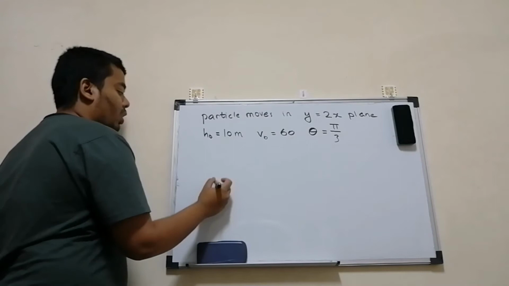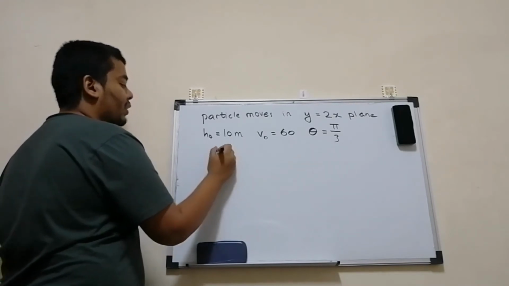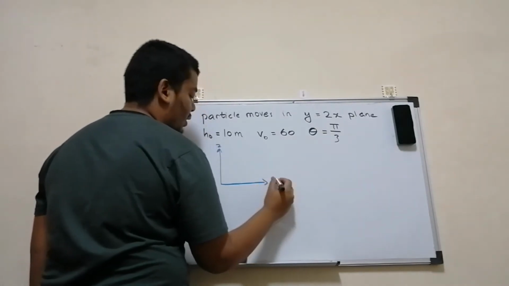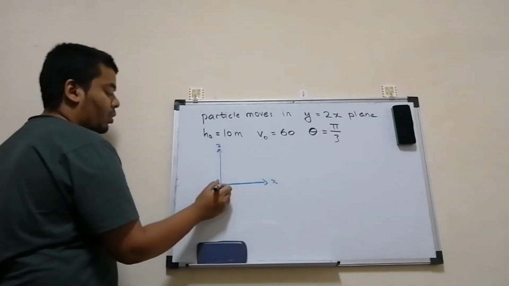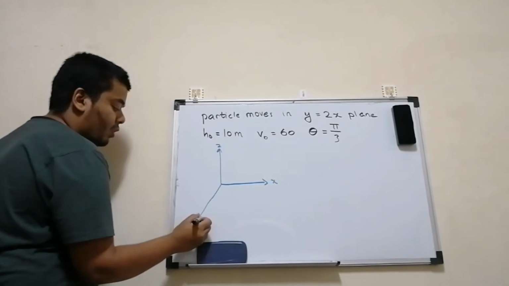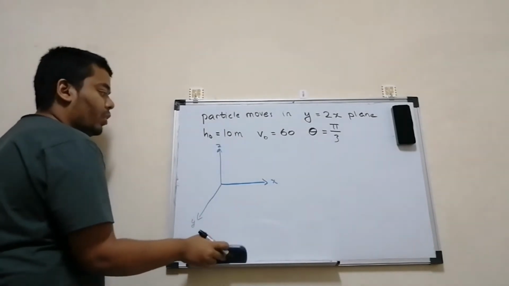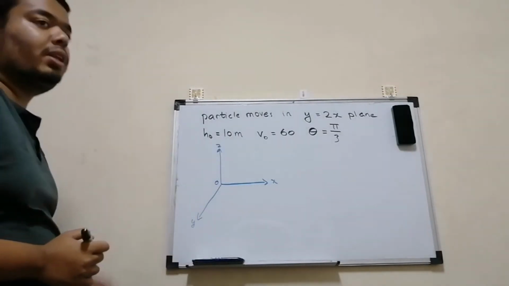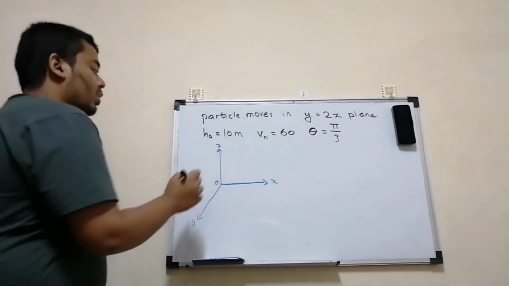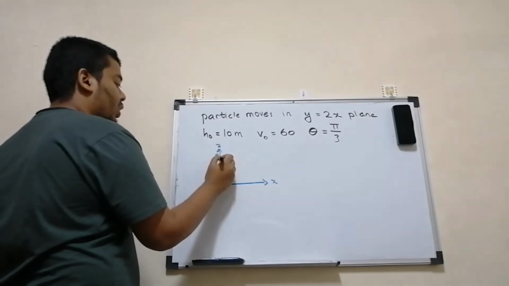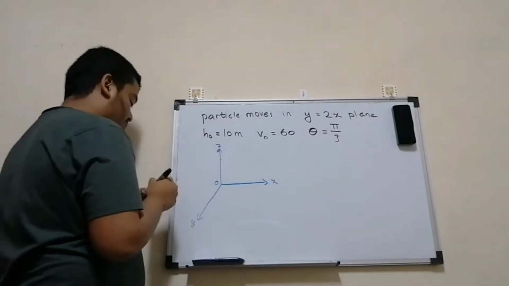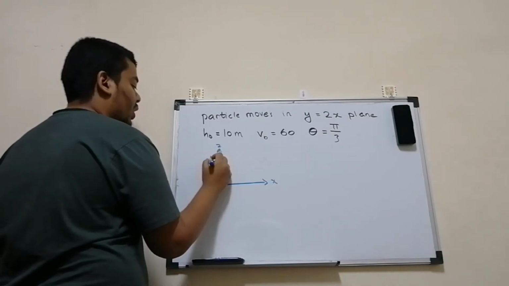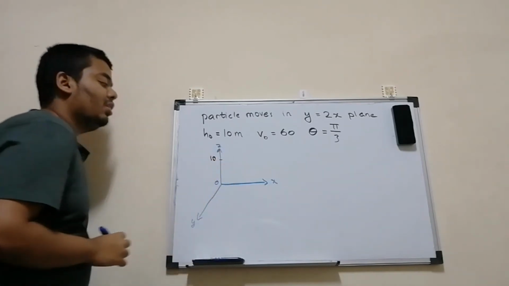This is the z-axis as usual. This is our x-axis as usual. This is our y-axis as usual. Now, a very interesting thing they said. First of all, the particle starts at the height 10 meters, so it started from here. Let me write this down in black. So h naught, or h, is equal to 10 meters. Okay, it starts from here.